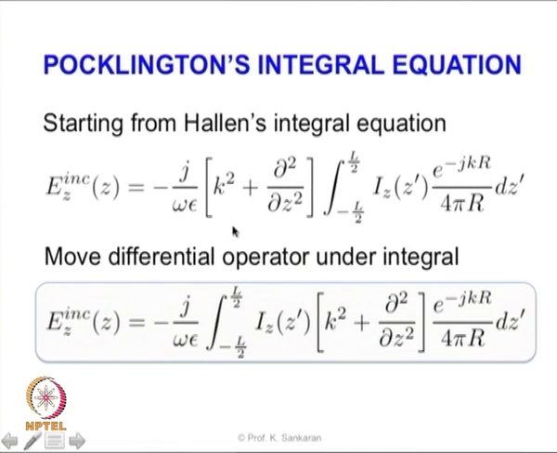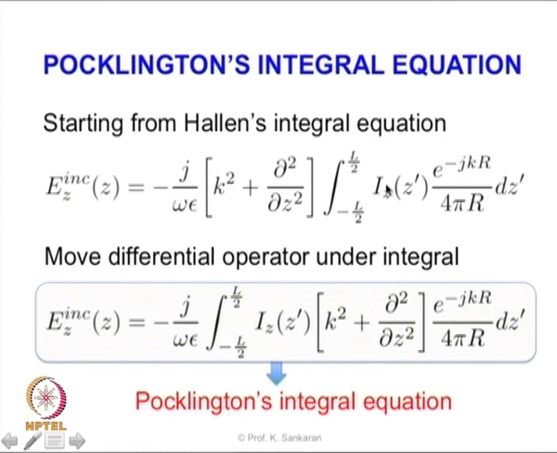So what we have is basically the k square plus ∂ square by ∂z square is going to go inside the equation, and this is going to simplify the entire process of computing this integral. However, it is going to have certain problems in terms of convergence itself, and also remember that there is going to be a problem with respect to the singularity, and we will see that in the later stages. But what we have essentially done in Pocklington's integral equation is moved the differential operator inside the integration itself, and this is the idea of Pocklington's integral.